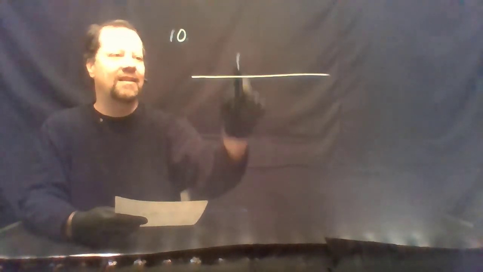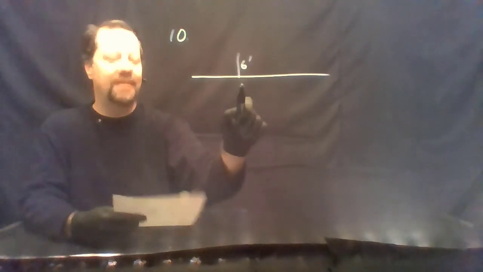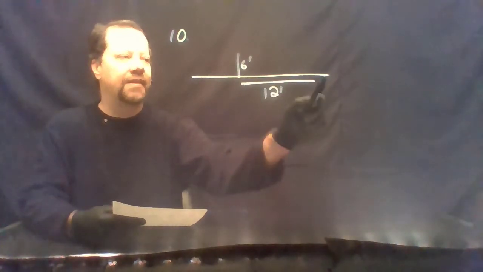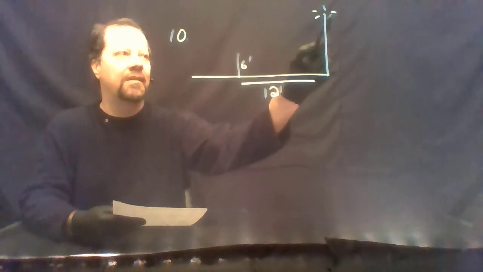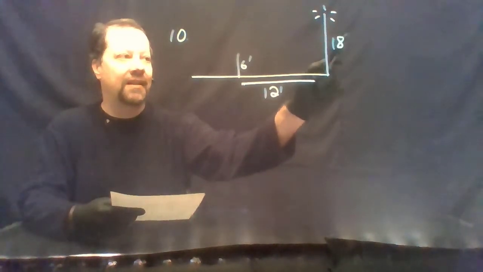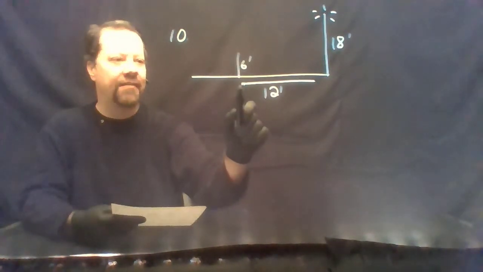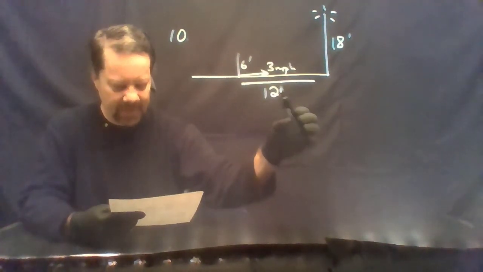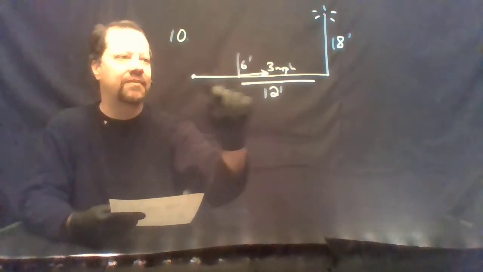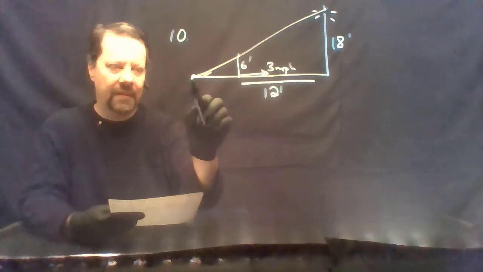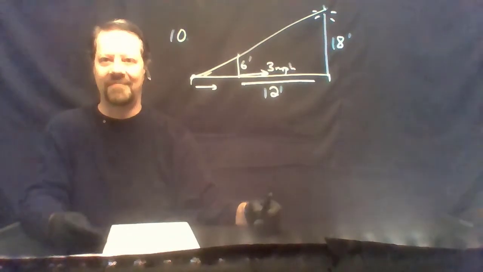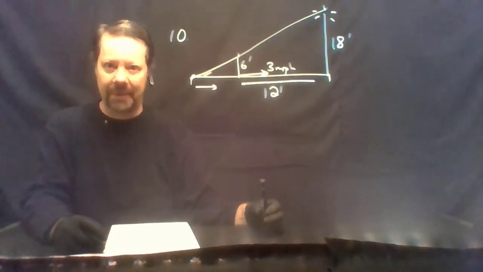And now the 10th and last problem. I tell you that a man 6 feet tall is 12 feet from a lamp, and the lamp is 18 feet tall. The man is walking at night at 3 miles per hour. How fast is the shadow, the tip of the shadow, moving relative to the lamp? Not relative to the man, relative to the lamp.